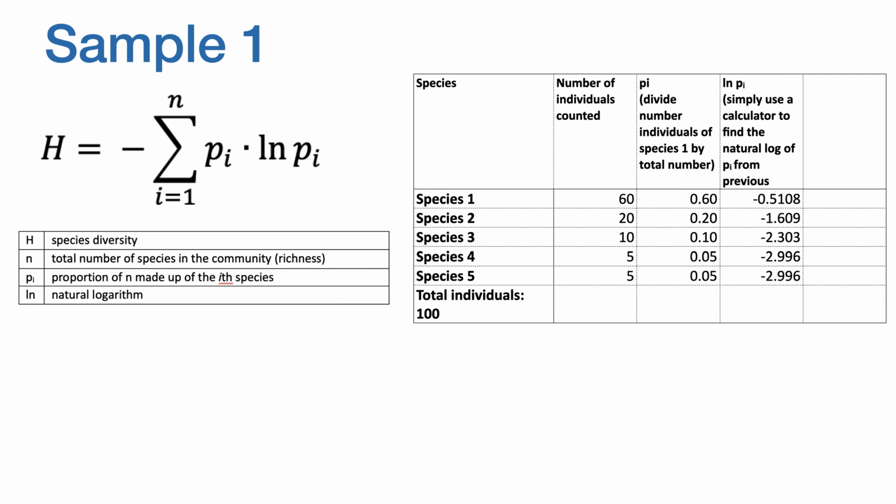Okay, this is just a button on your calculator. So you're gonna type in 0.6 and press the LN button. You'll get negative 0.5108. You'll repeat this for the rest of them.